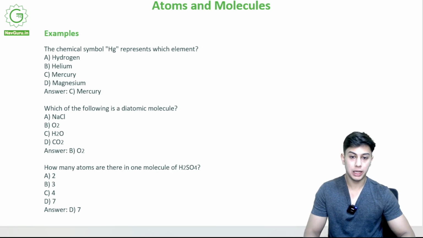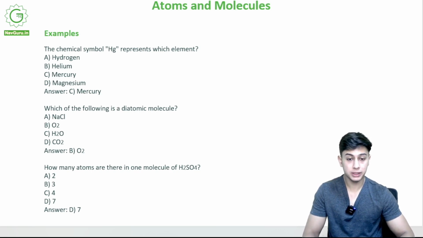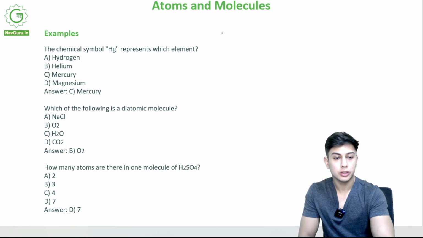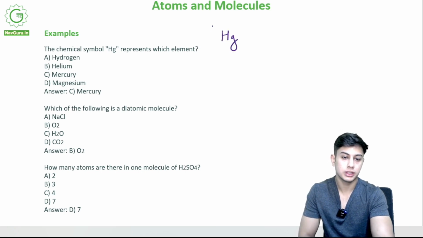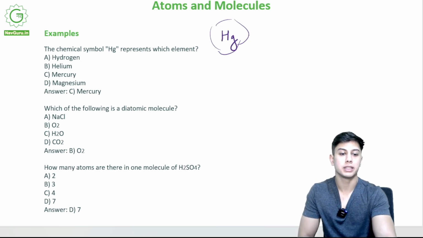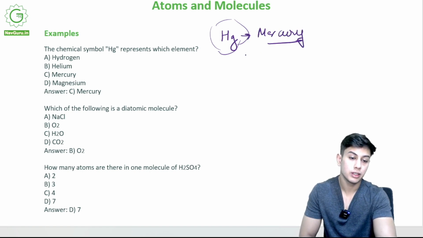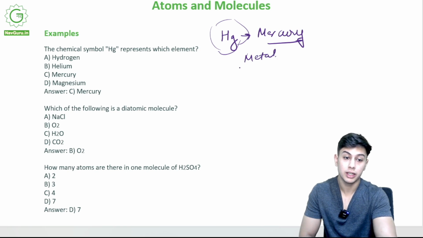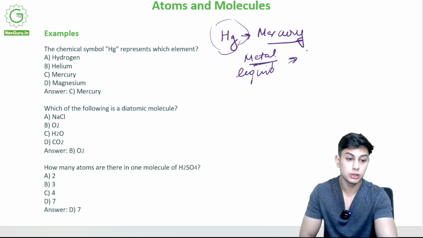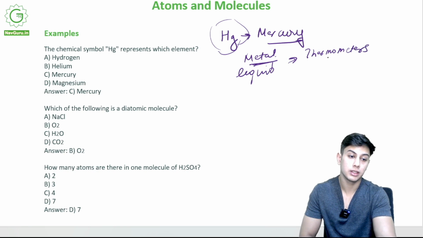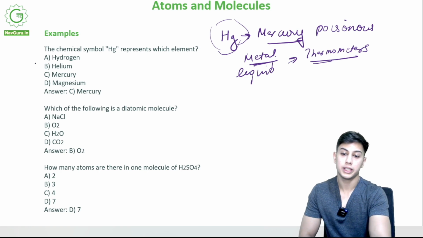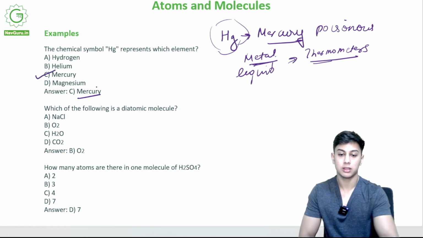The chemical symbol Hg represents which element? I have told you to remember all the symbols of elements. Hg represents mercury. What was mercury? It is a metal, the only liquid metal. Where is it used? Thermometers to tell temperature. Mercury is poisonous. Hg represents mercury.